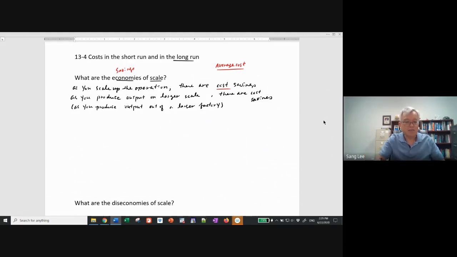So what it simply means is what? The size of a factory is translated into cost savings. Okay.